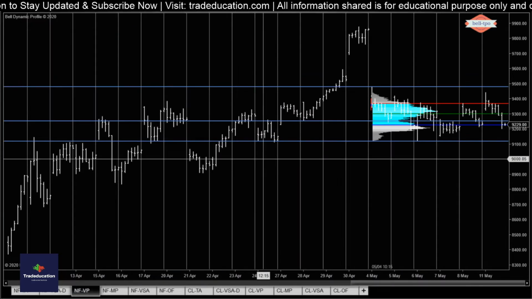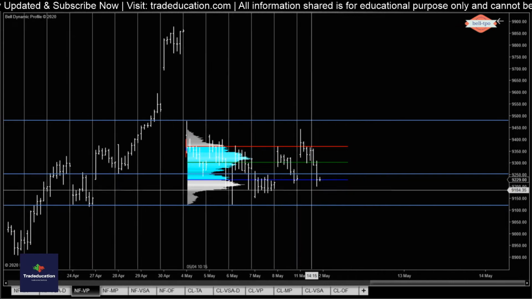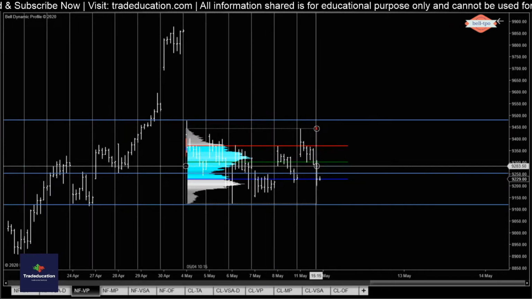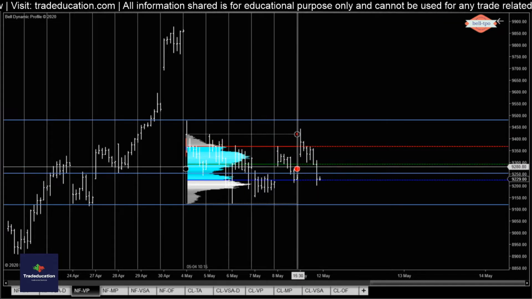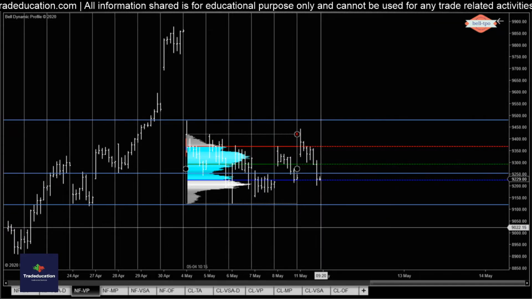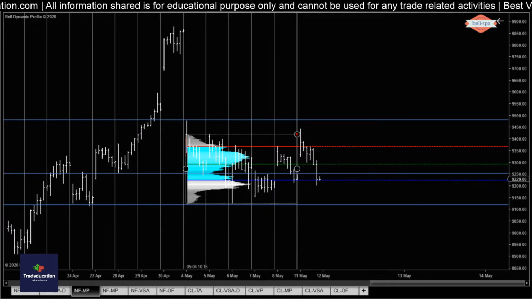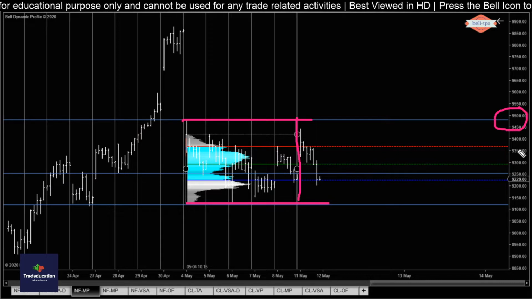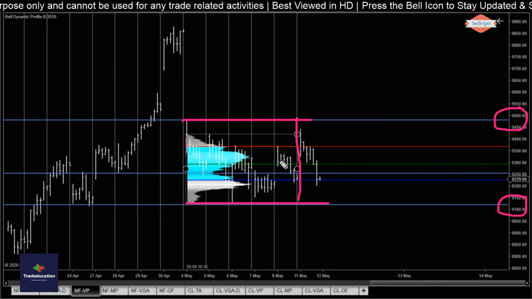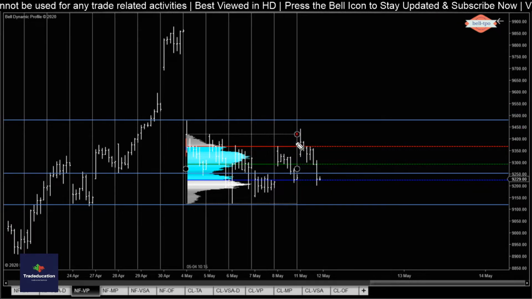So let me continue. Let's go through the market profile chart. Before sharing that, this is the composite volume profile chart, for the 5 day balance, which is clearly visible. From the 5 day balance, this is the balance high, this is the balance low. And this was the trading range which I shared, from 9500 to 9100.